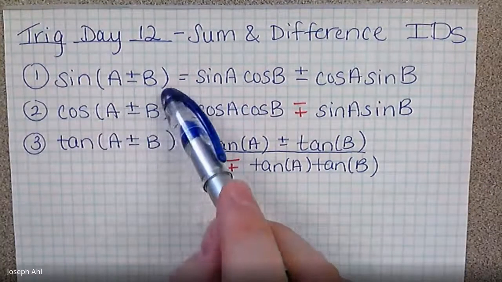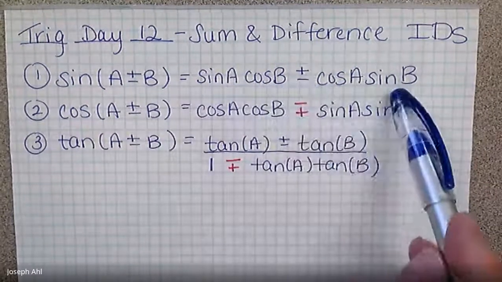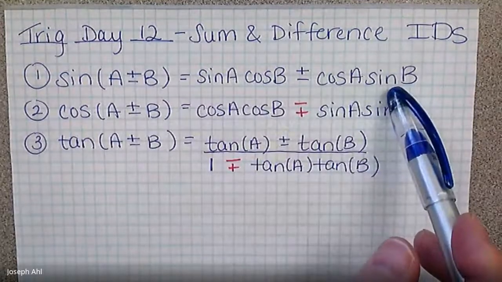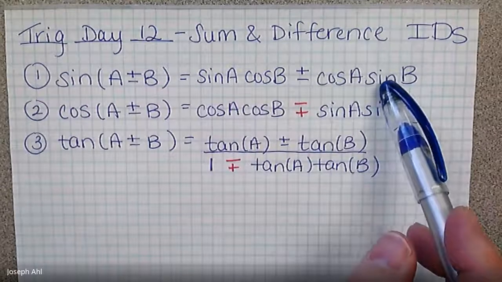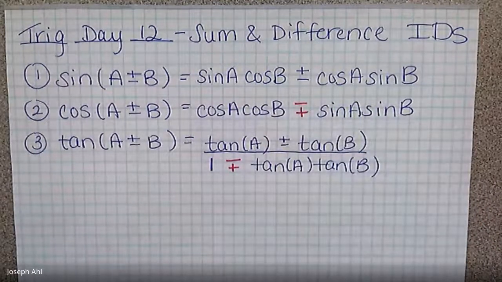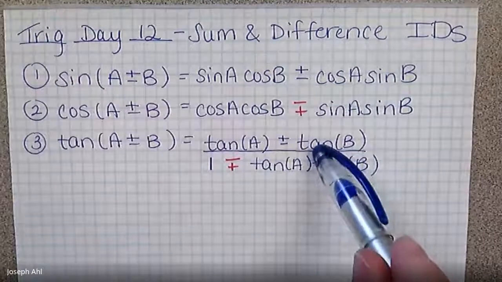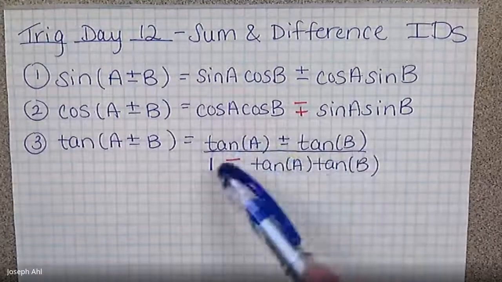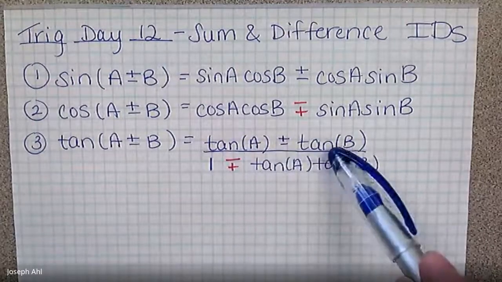Ready? Sine of A plus B is sine, cosine, cosine, sine. And at home, you're saying sine, cosine, cosine, sine. All right, for cosine, what's the chant? Cosine, cosine, sine, sine. All right, and then finally, tangent. What's the chant for tan? Tan, tan, 1 tan, tan.